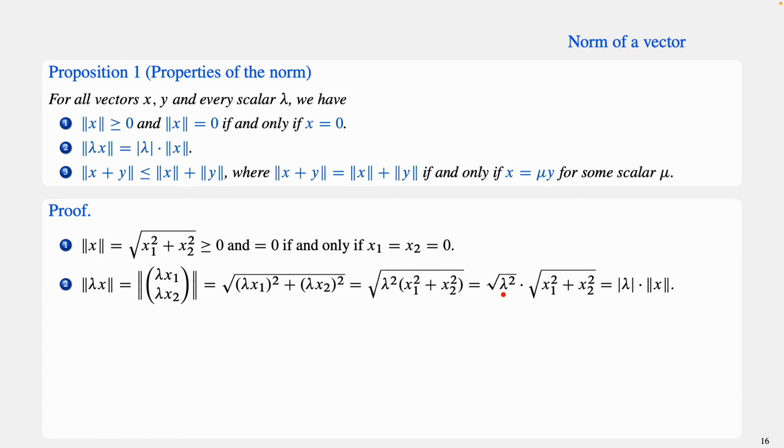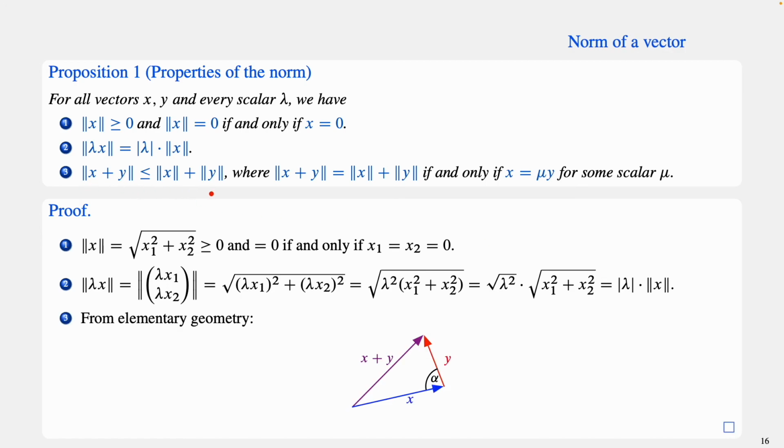And what happens here, we have any number lambda, we square it and take the square root. So by squaring it, we forget whether it's a positive or a negative number. And then taking the square root, which has to be positive, we end up with the absolute value of lambda. And this part here, of course, is just the norm of x. So we have the absolute value of lambda times the norm of x.